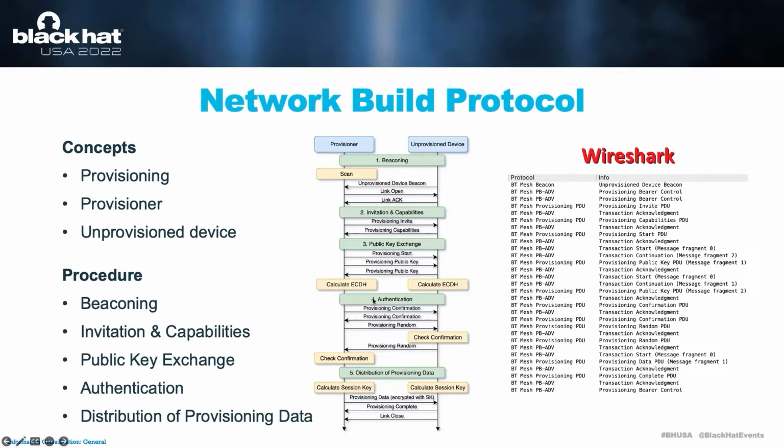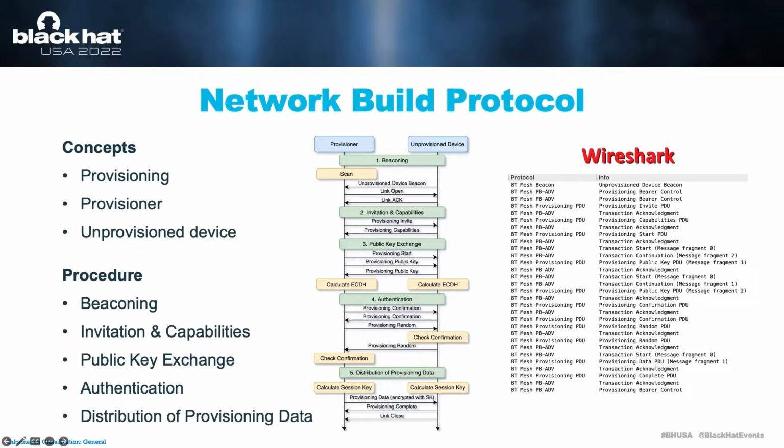That's okay. An unprovisioned device first sends a specific beacon to the provisioner to announce that it wants to join the mesh network. And the provisioner then builds a link with the unprovisioned device. And then both of them provide some necessary information to each other.